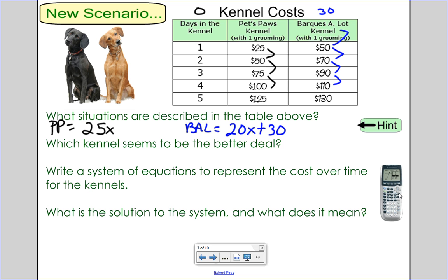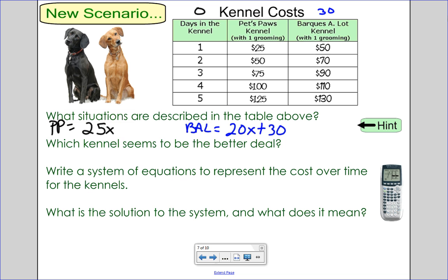Okay. All right, it says, which kennel seems to be a better deal? When you look at this right here, which one looks like it's a better deal? What would you choose? You're saying Pet's Paws? You're kind of looking at that thinking it'd be Pet's Paws. Okay. It says write the system, the cost over time.